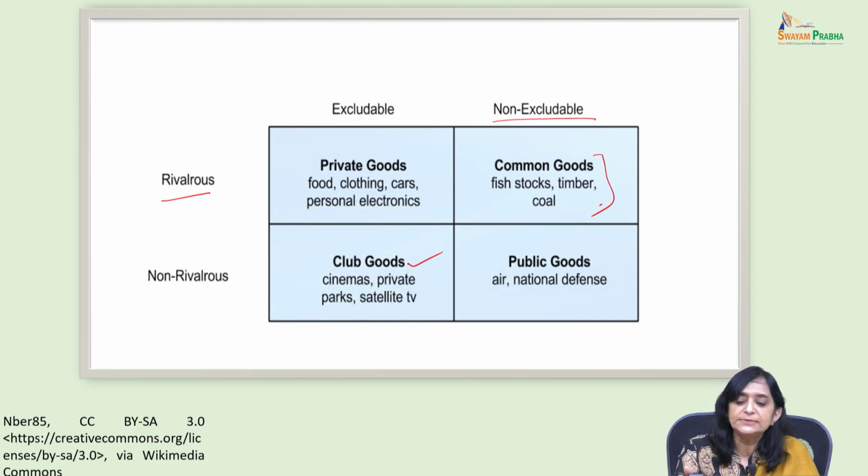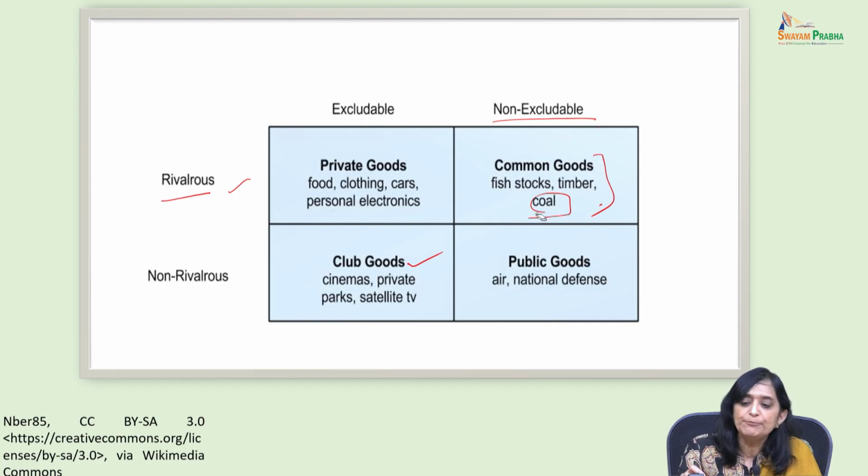For example, I am saying coal, I cannot exclude someone from using the coal which is below the earth, from mining it, unless the government sets some rules and regulations. But if more and more people are using this coal, the available quantity of coal will eventually reduce for the others to consume. Hence, they have the characteristic of rivalry.